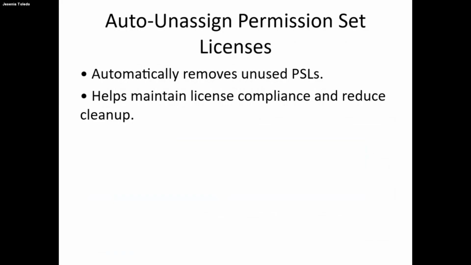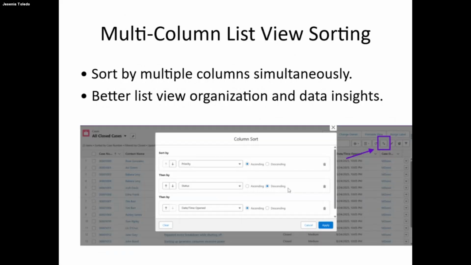All right. So the next one is multi-column list view sorting. You can sort by multiple columns simultaneously. This gives you better list view organization and data insights. So now, instead of sorting the list view by a single column, you can sort it by multiple columns.